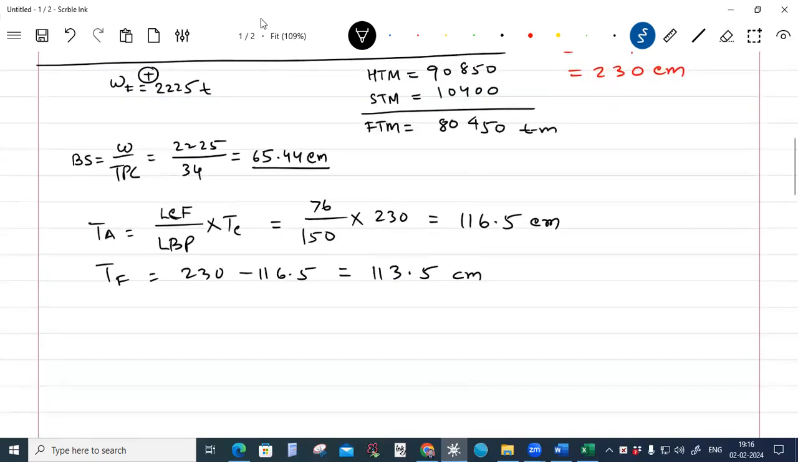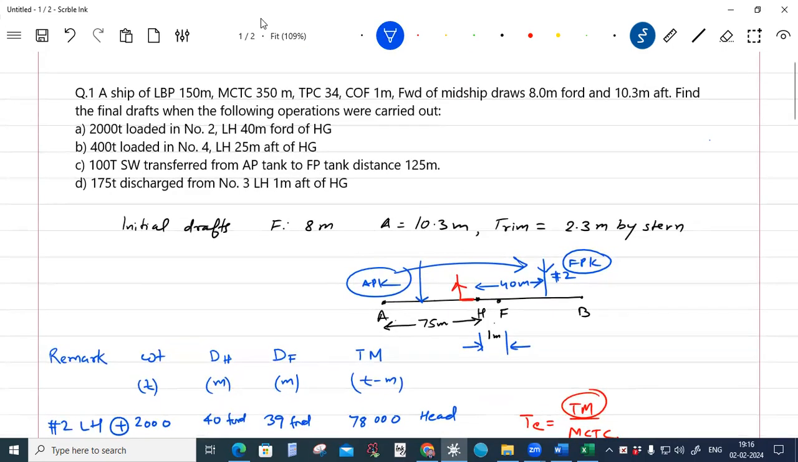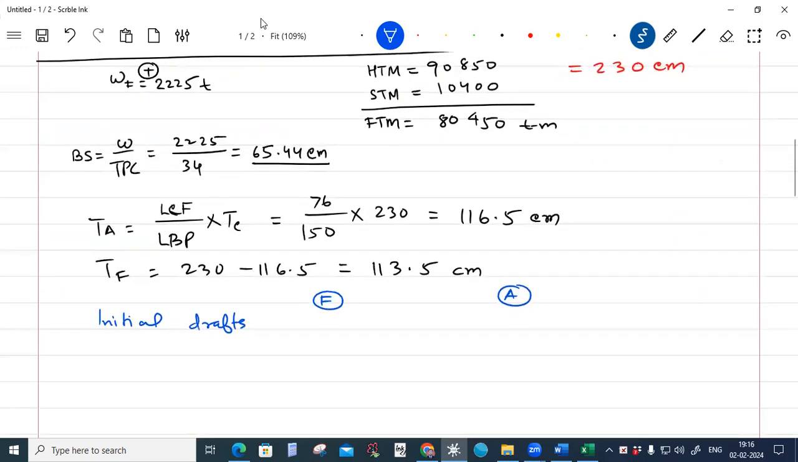Okay. Now we'll start with whatever we have done, the initial drafts, right? This is forward, this is aft. How much did you take forward? 8 meter and 10.3. Yes, 8 meter and 10.3. Now body sinkage is 0.65. Can I round off? 0.654, right?